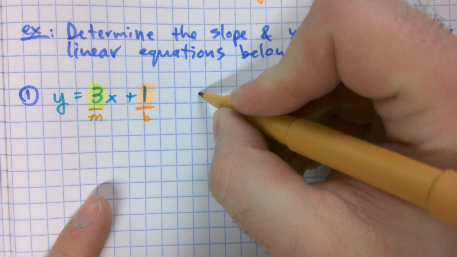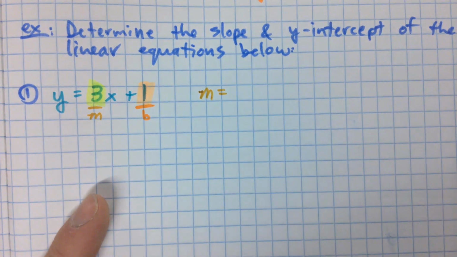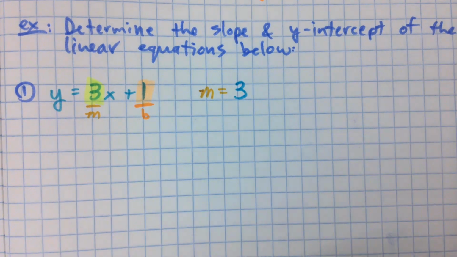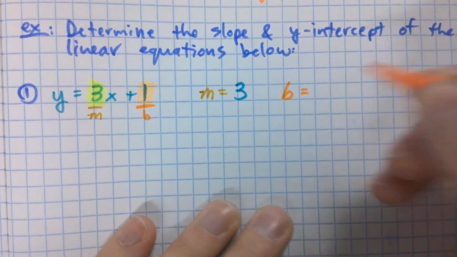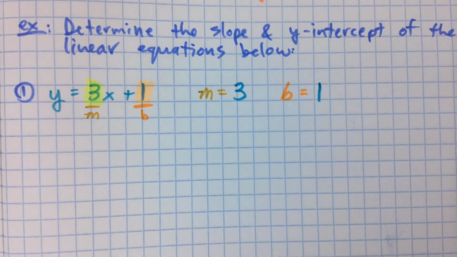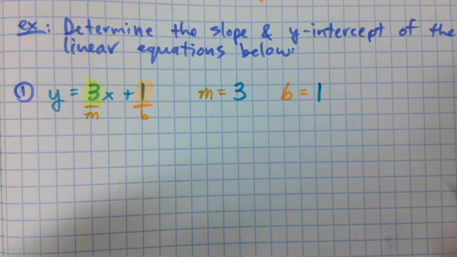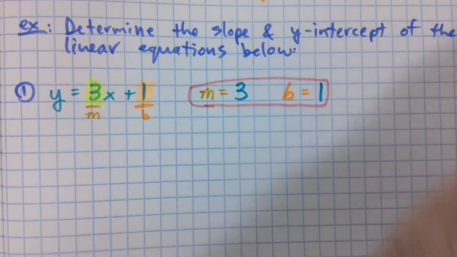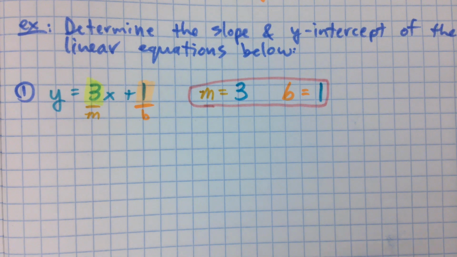So we could say m is equal to what number? 3. And we could say that b is equal to what number? 1. For today, that's all we're going to have to do, is identify what number is m, what number is b. And as we go through this week, we're going to build and build and build on that until we're doing all kinds of crazy stuff.